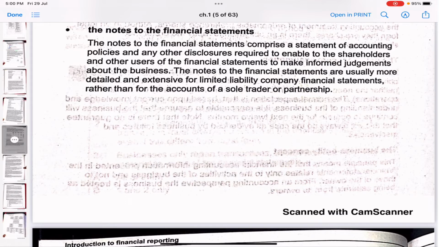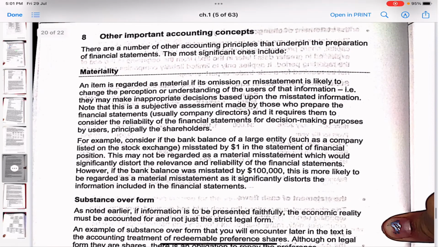to enable the shareholders and other users of the financial statements to make informed judgments about the business. So we always show the note to accounts so that whoever is using our financial information understands why we're writing what we're writing and where that even came from. The notes to the financial statements are usually more detailed and extensive for limited liability company financial statements rather than for the accounts of a sole trader or partnership.